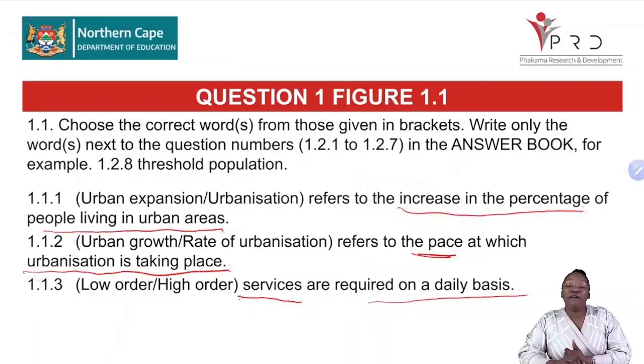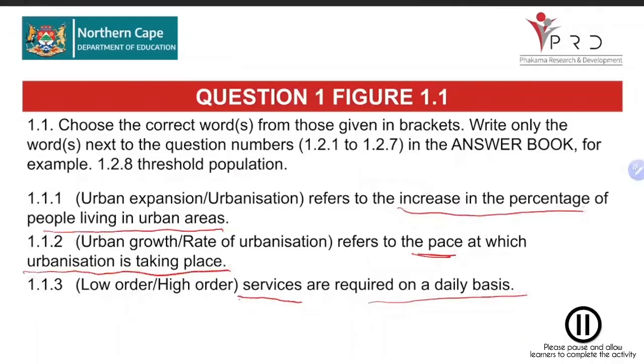So I'm going to give you 1 minute per question. You have 3 questions that are being displayed, which means I'm going to give you 3 minutes. And then after 3 minutes, we do the correction.